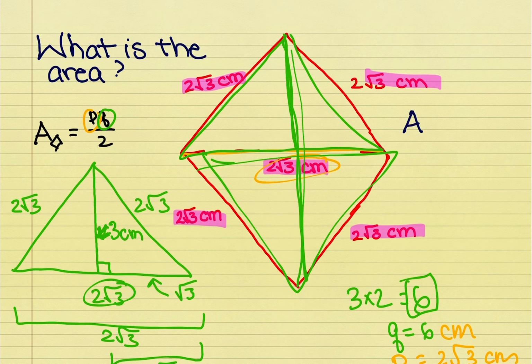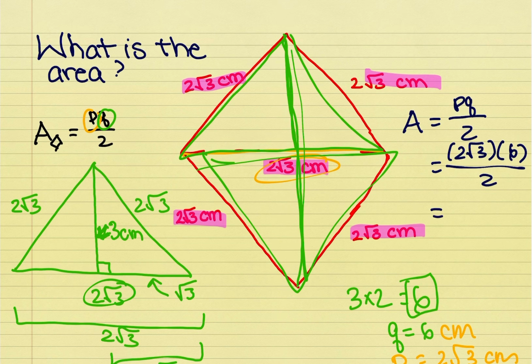So area equals PQ over 2, which equals 2 root 3 times 6 over 2, and you're going to end up with 6 root 3 centimeters because this cancels out. And that's your final answer: 6 root 3 centimeters squared. There you go.